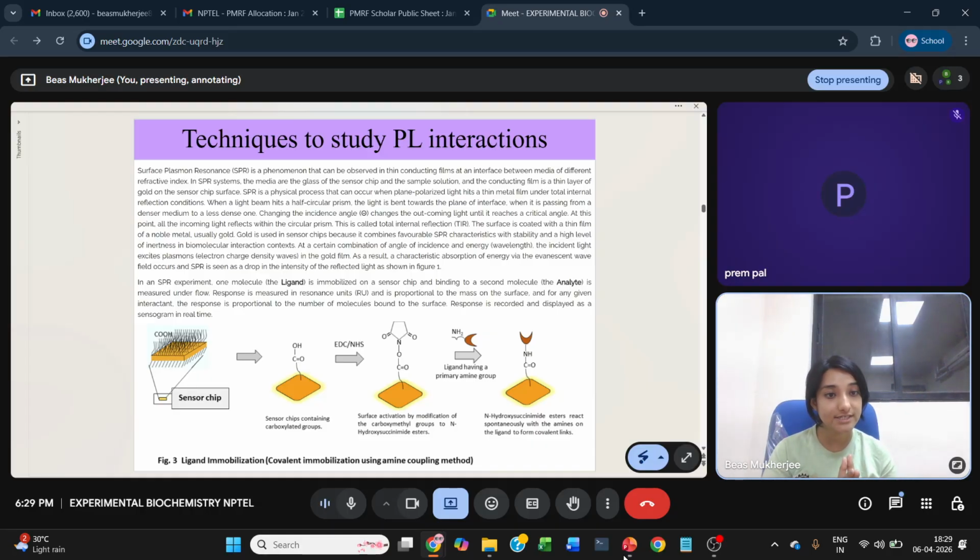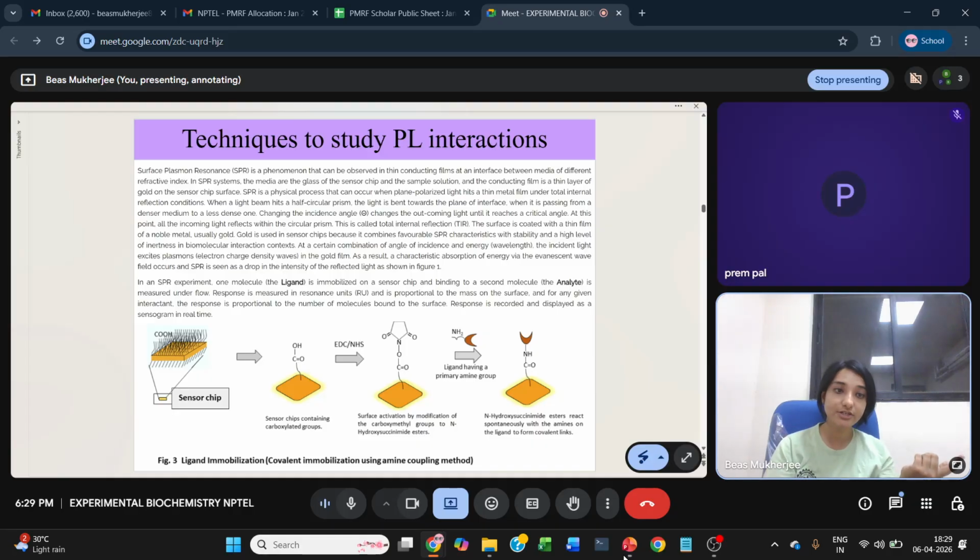What is plane polarized light? It is light in which the electric and magnetic fields vibrate perpendicular to one another but along a single plane. So all the electric field vectors vibrate along the single plane. That is plane polarized light. It hits a thin metal plate under total internal reflection condition.